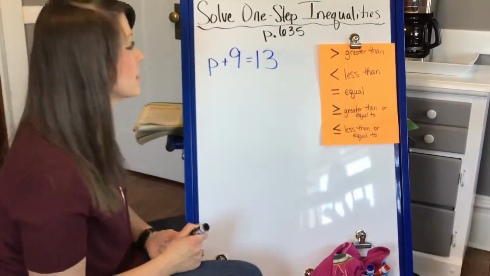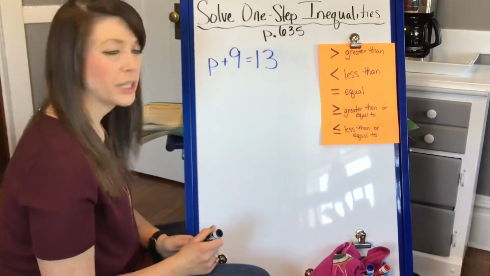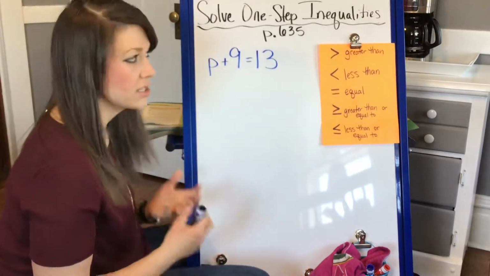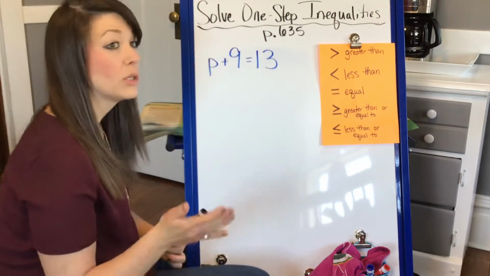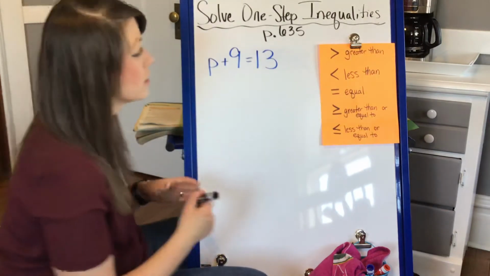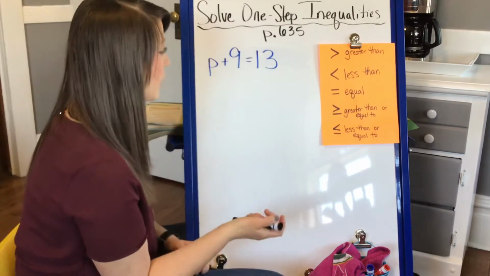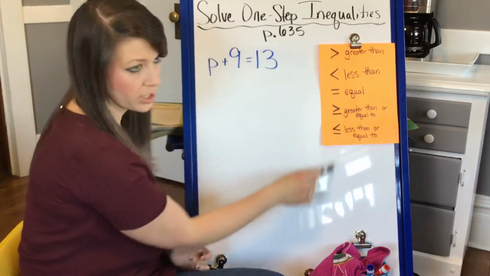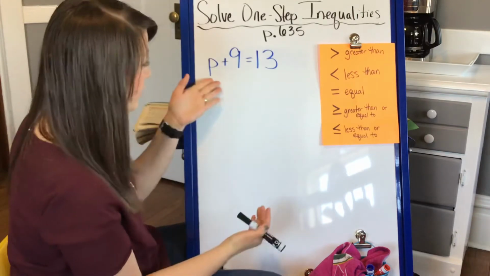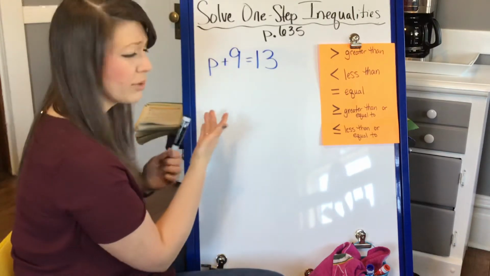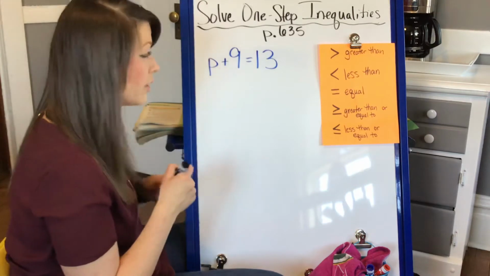Hi, 6th graders. Today we are doing chapter 8, lesson 7, which is the last lesson in the chapter, solving one-step inequalities. We've done one-step equations, now we're going to do inequalities. To start off, we're still going to use the same symbols that we were talking about in lesson 6. Now I know some of you can do this in your head, but I want to go over how you would solve these.